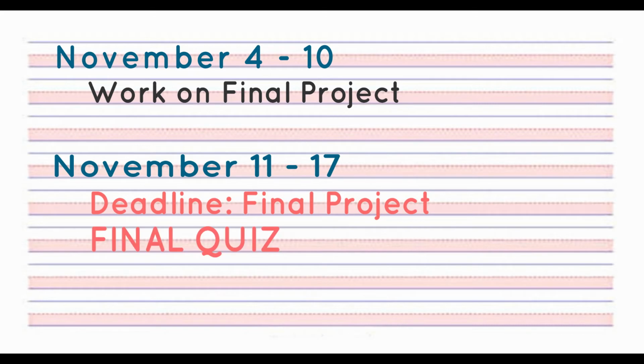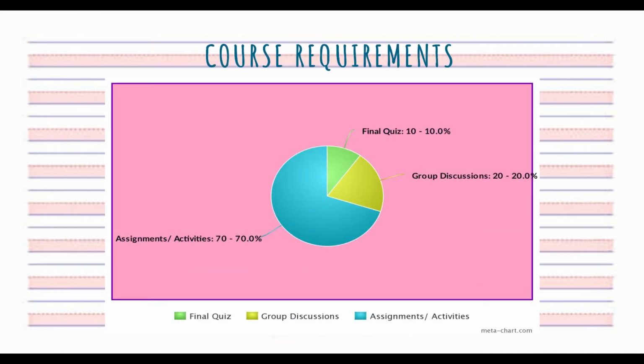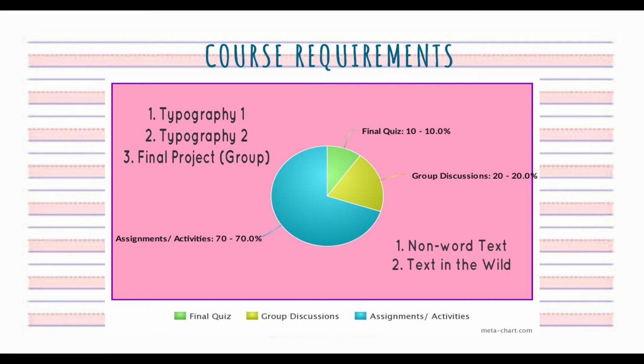And oh, don't forget about the final quiz. It will be online and objective. Don't worry, the question types will be those available on the Moodle quiz module. You will be given a 3-day allowance for 1 attempt. Aside from the final quiz, which composes 10% of your final grade, you must also complete the assignments and activities and participate in group discussions, which is 70% and 20% of your final grade respectively.